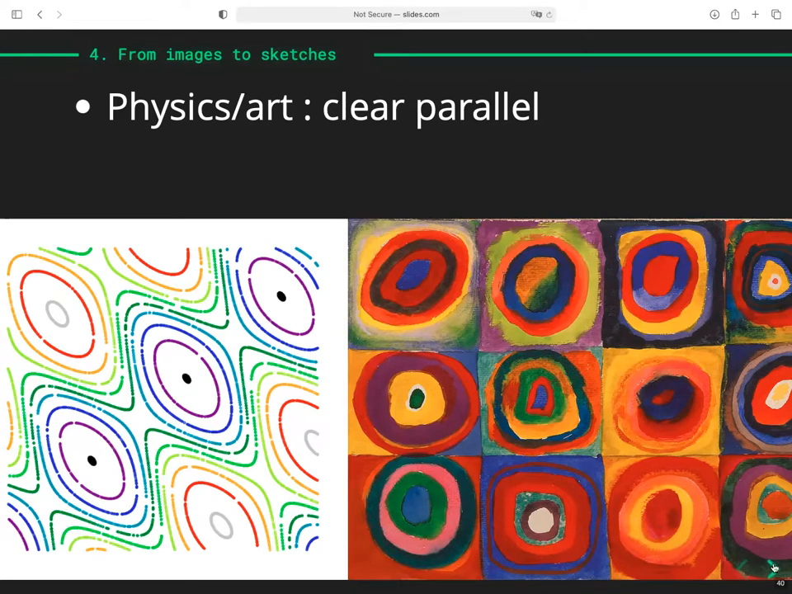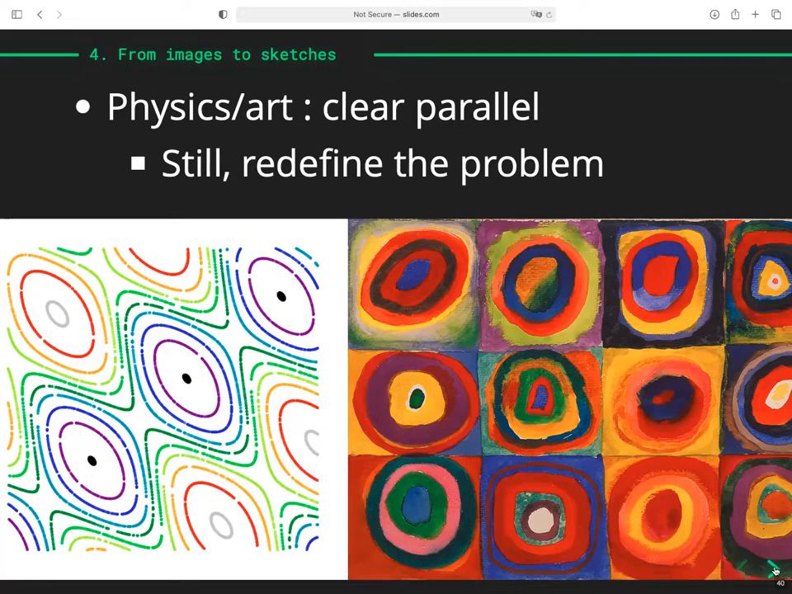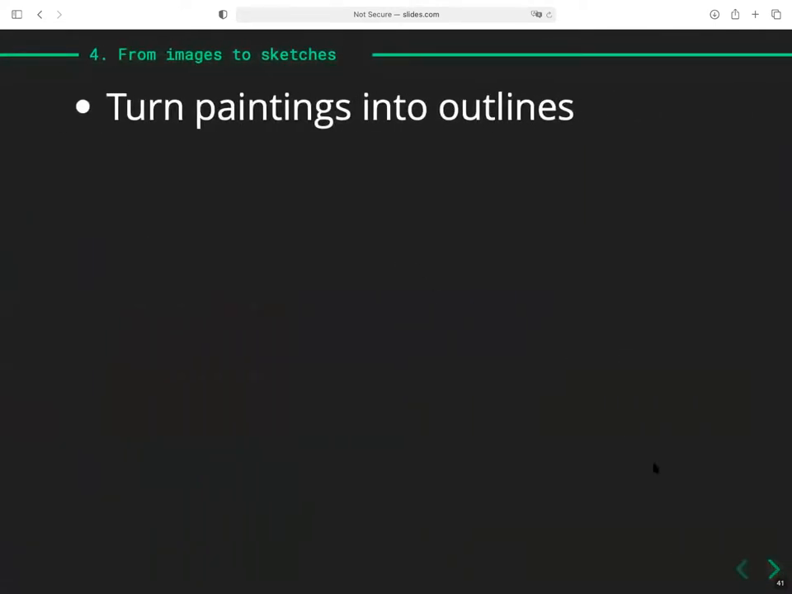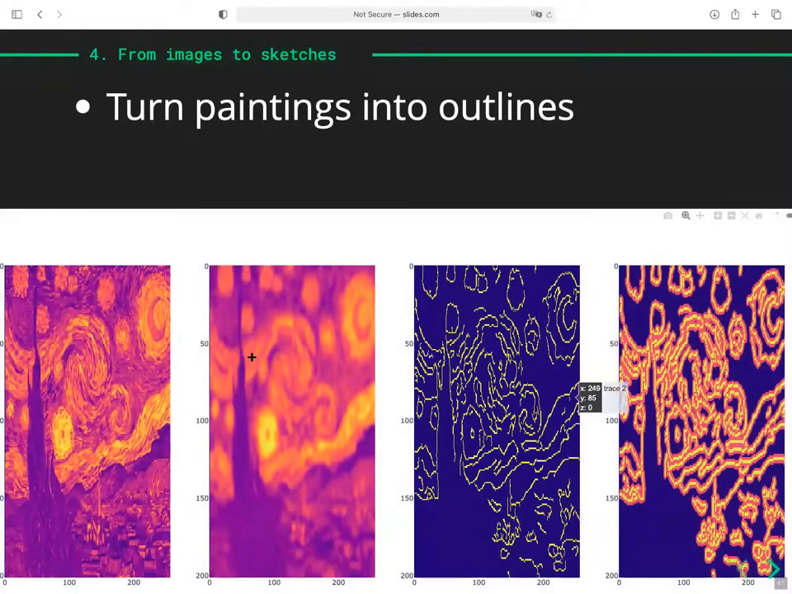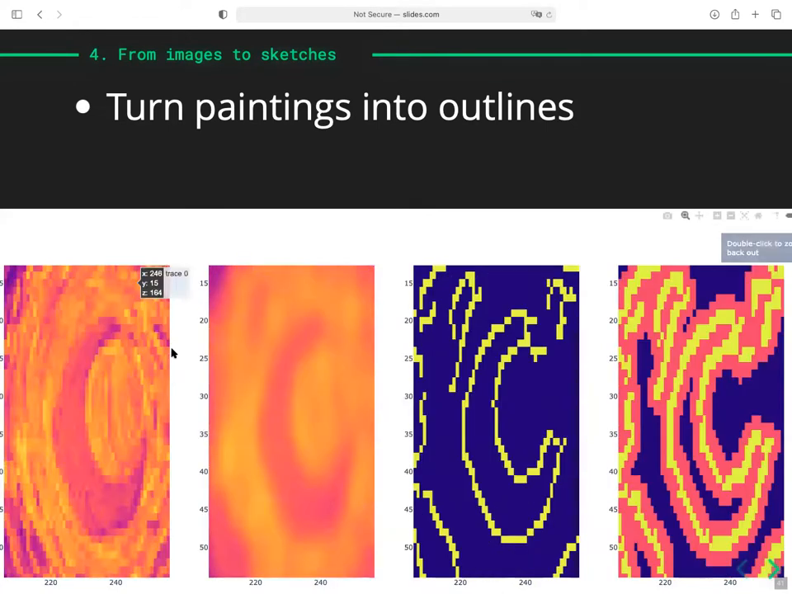So this is again some image processing. We do need to redefine the problem, and I'm just going to show what we do. We take paintings and we turn them into outlines. This is Van Gogh's Starry Night in grayscale, or orange scale, so in intensity only. I focus on the moon here. So there's the moon surrounded by the halo.